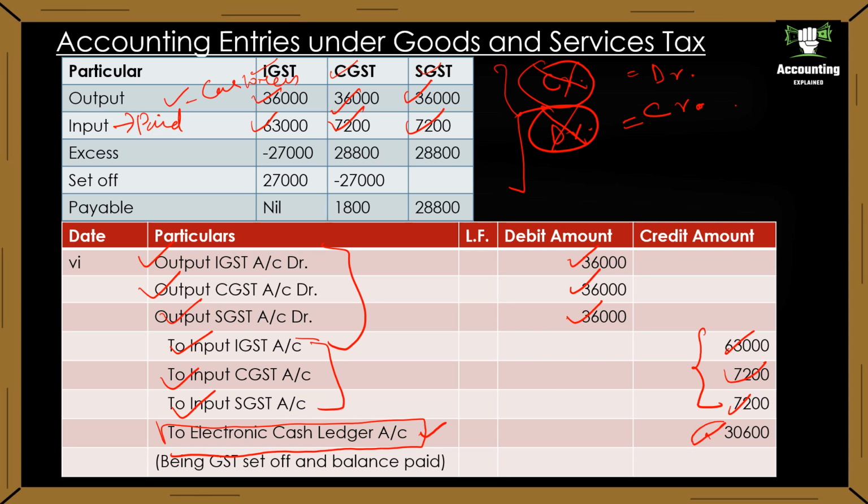Can we cross verify this with our tabular column? See, payable is how much? 1,800 and 28,800. When you add 1,800 with 28,800, you get 30,600. So our payable amount which is transferred to electronic cash ledger is 30,600. So our journal entry is also correct. The narration is GST set off and the balance paid.